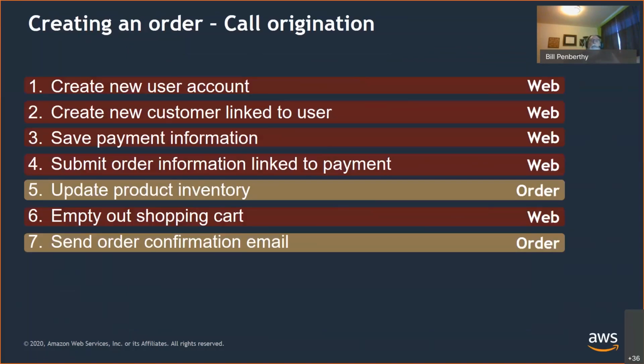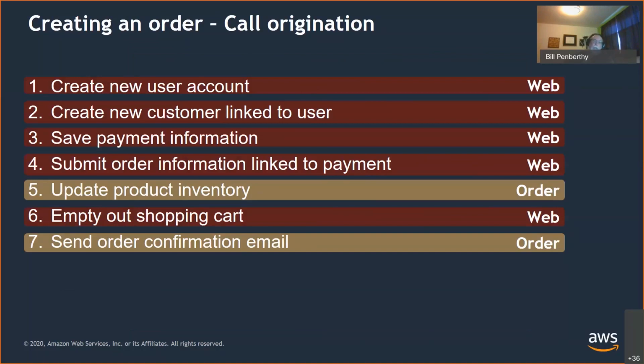So there are really two serial processes going on. This slide shows the order in which they go and what service has the responsibility of running them. The first is on the website as it builds out the required information, namely the user, customer, and payment, and then sends that to the order service.